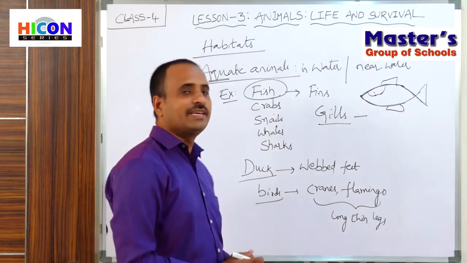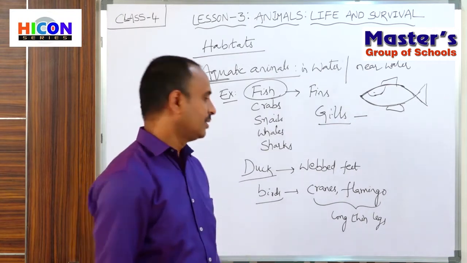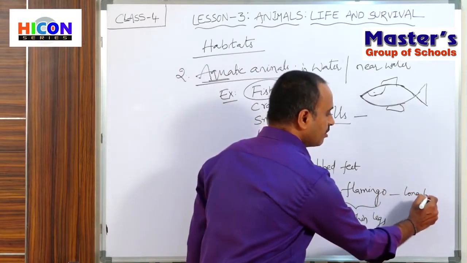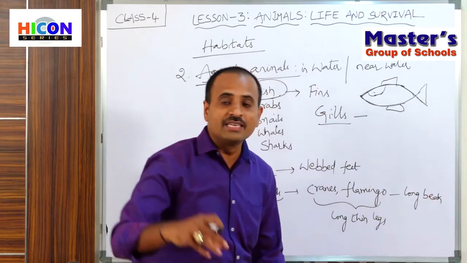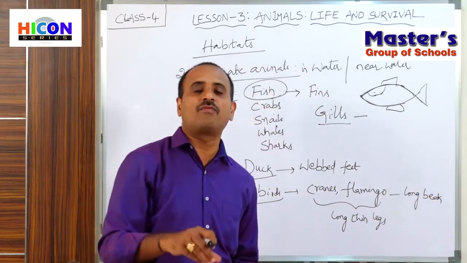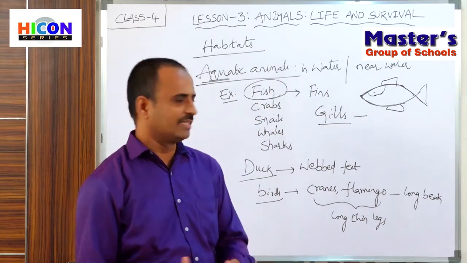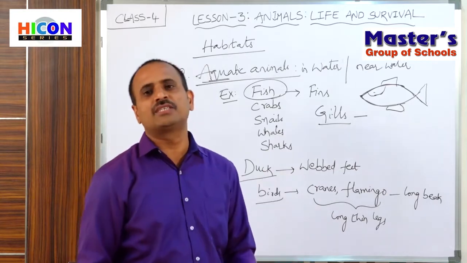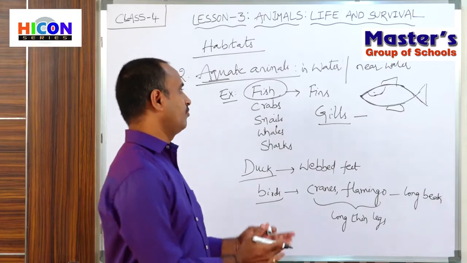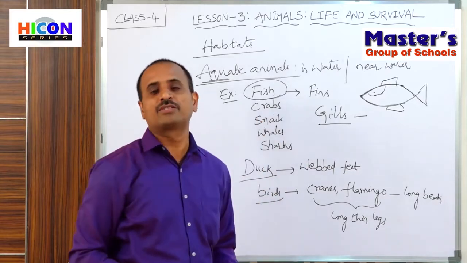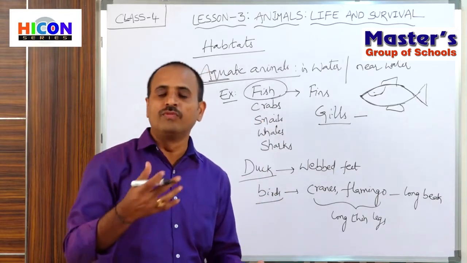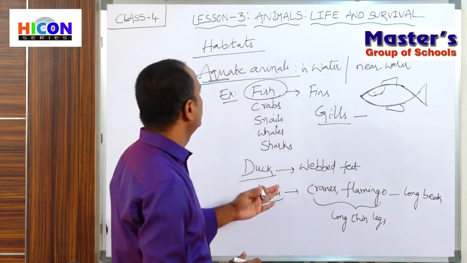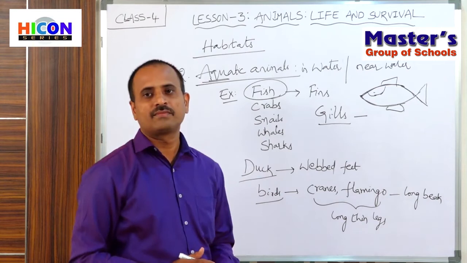And also they have a long beak. So these water birds have a long beak. By using this long beak, they can easily catch the fishes in the water. So children, these are some special arrangements and special features adopted to survive in the water habitat. That means to survive in the water, to move in the water, to swim in the water. So these are some special arrangements in these animals.